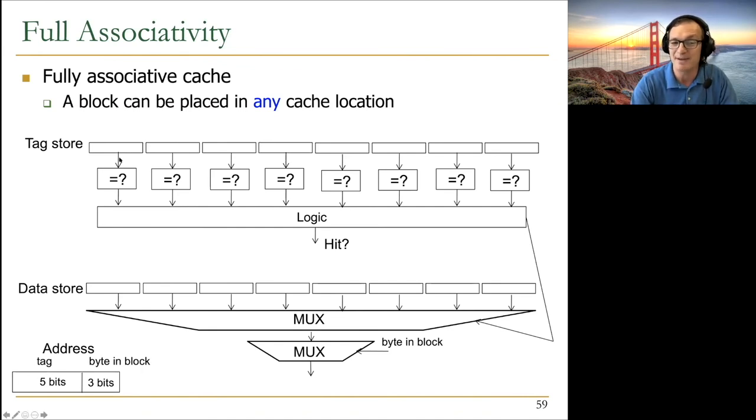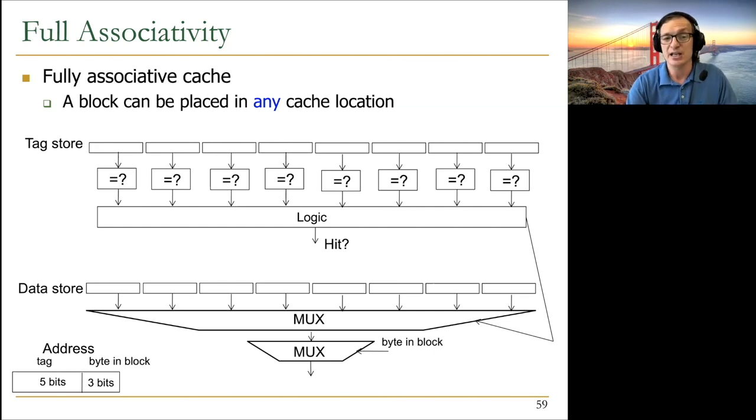You're comparing 5 bits. These comparators are larger. You have more comparators, 8 comparators over here. You have wider muxes. So clearly, this is longer latency, but you may be able to accommodate it in your cycle time. It depends. But your conflict misses are even lower, and you have more potential to manage your cache.